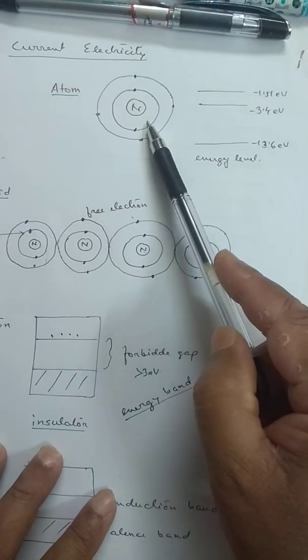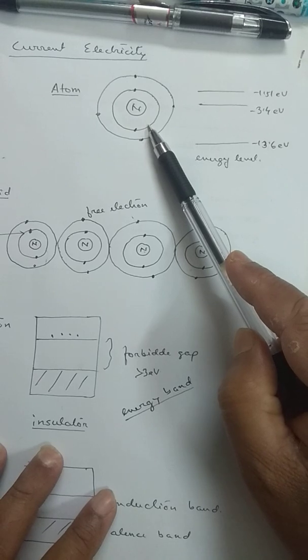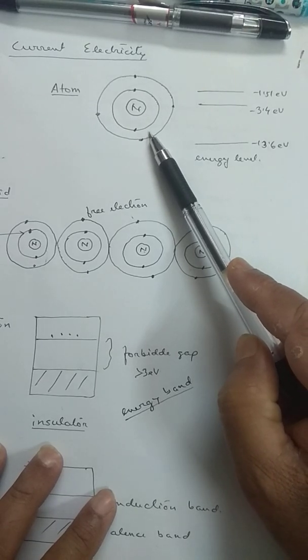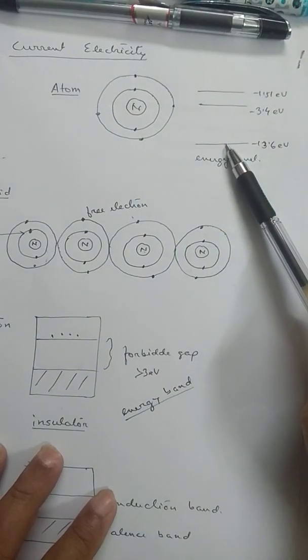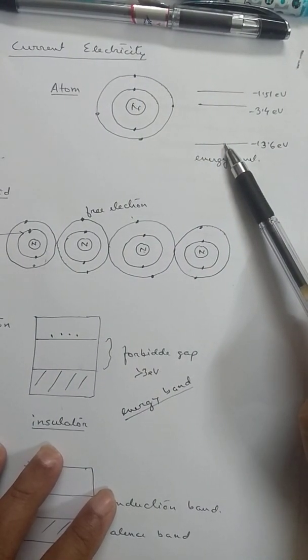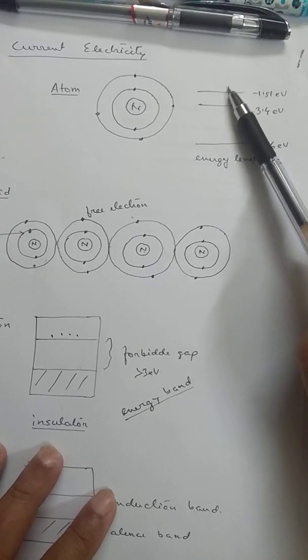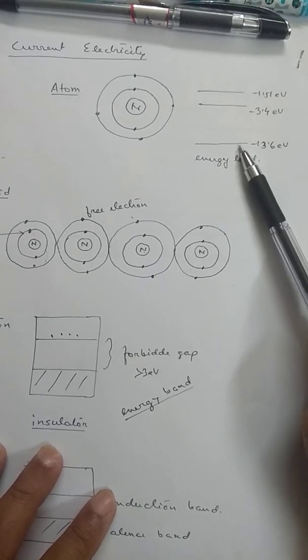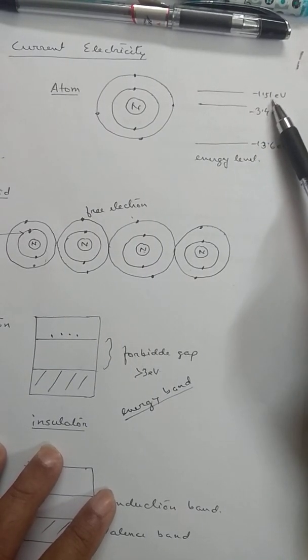So they have a definite amount of energy. This circular orbit having definite energy is called the energy level. Here I draw the energy levels of the hydrogen atom. This is the ground state, minus 13.6, minus 3.4, minus 1.51.